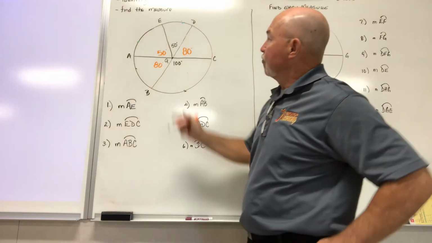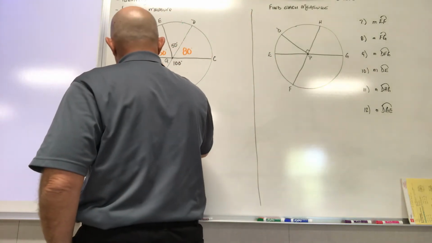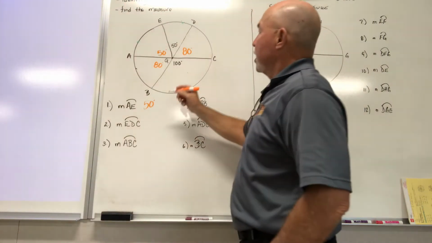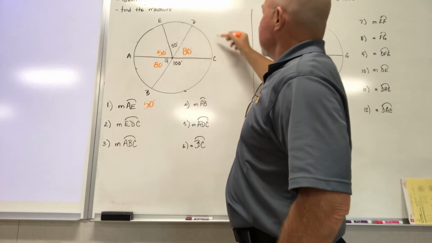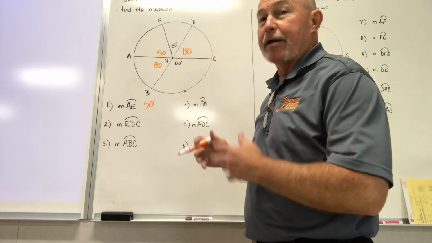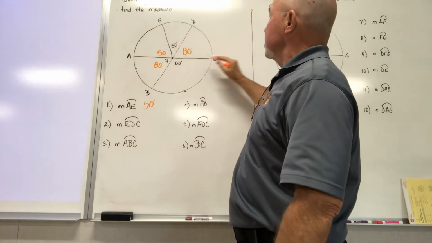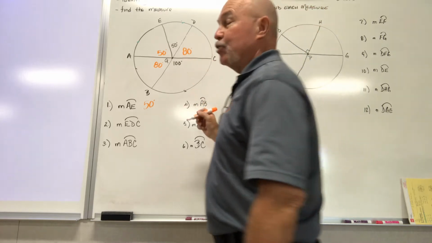So let's look through. AE, 50 degrees. Okay, EDC. This book tends to use 3 from time to time on minors. Make sure you're following where it's going. E through D to C. 50 plus 80 is 130.